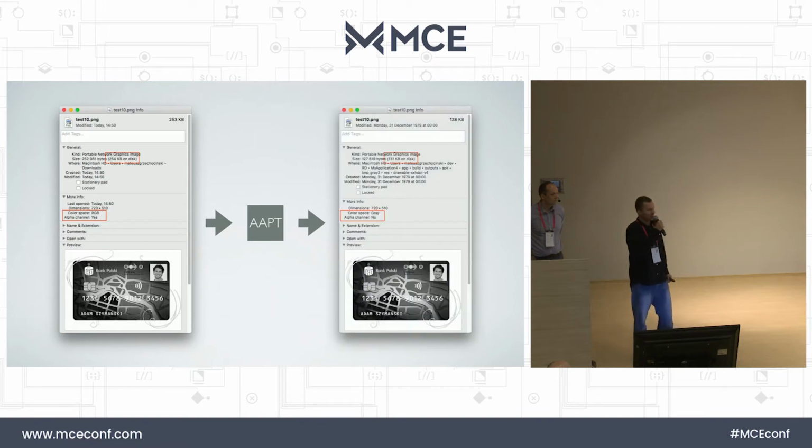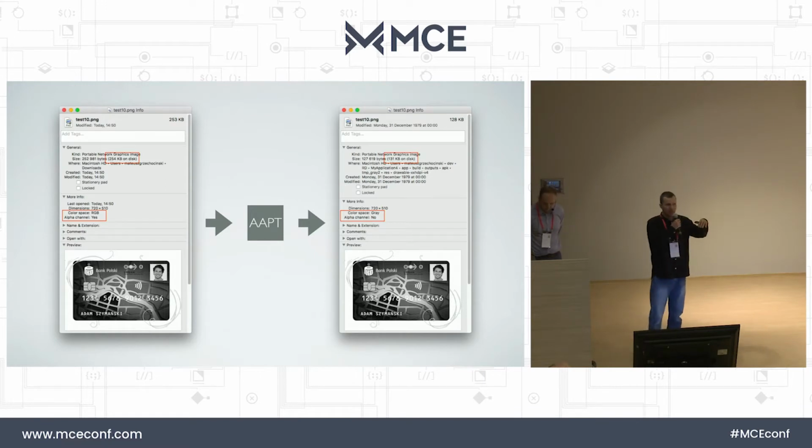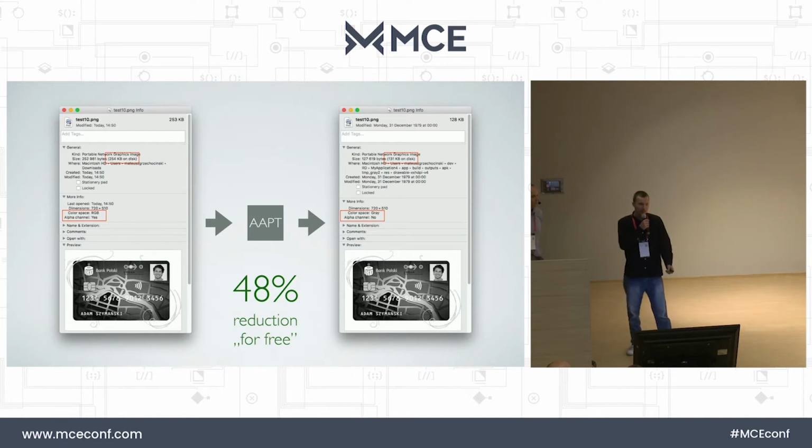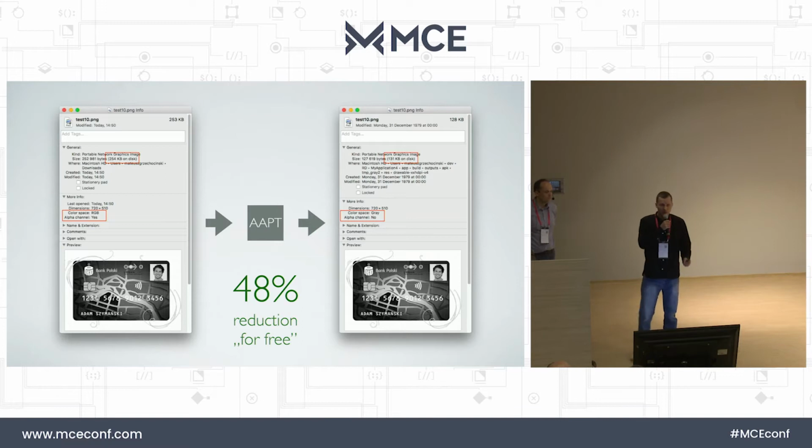So it seems like it can do a lot, actually. After processing through AAPT, we're getting 131 kilobytes, so it's a lot less. And there is no alpha channel, and there is only grayscale. So it actually is very good at detecting these things: whether you're using an alpha channel or not, and whether you're using colors or not. So that's the two things that AAPT does. And so we're getting here like a 48% reduction for free. You don't have to do anything. It's enabled by default. So whenever you have a case like that, it's going to help you out a lot.